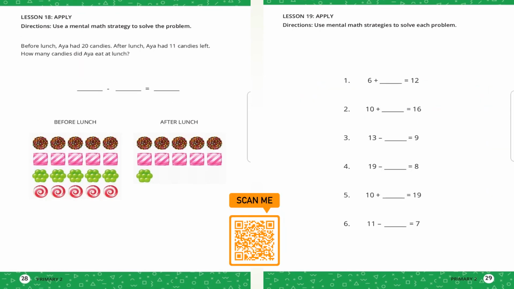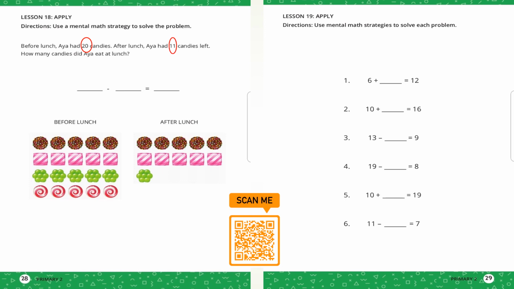Lesson 18, the apply part. Use a mental math strategy to solve the problem. Before lunch, Aya had 20 candies. After lunch, Aya had 11 candies left. How many candies did Aya eat at lunch? Okay, so the total number of candies are 20. She ate some candies and had 11 candies left. Okay, here we have the keyword left.